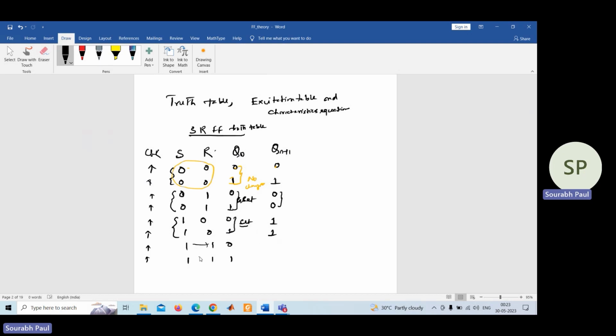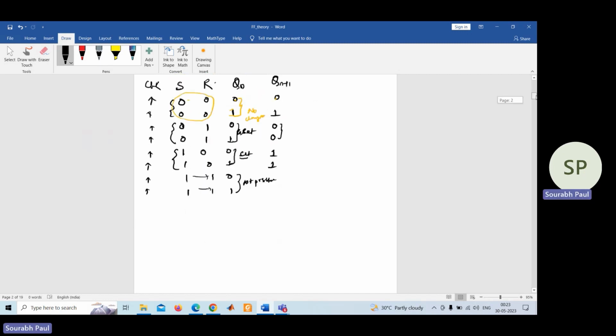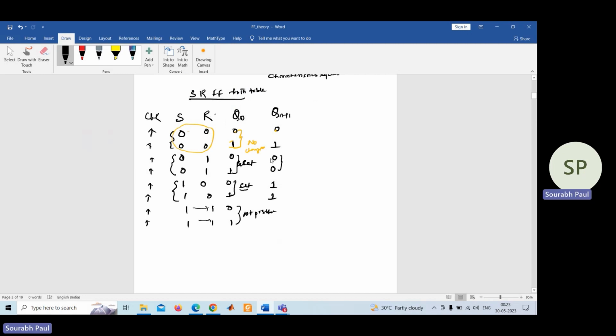And 1, 1, this combination is not possible in case of SR flip-flop. Why is it not possible? I discussed in my last lecture. You can go through that one. Now, using this thing, you can make the characteristic equation of SR flip-flop.